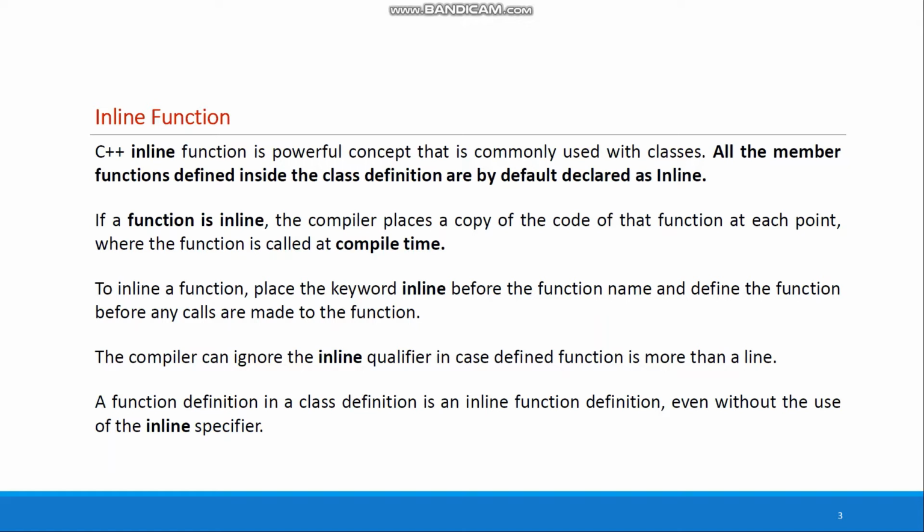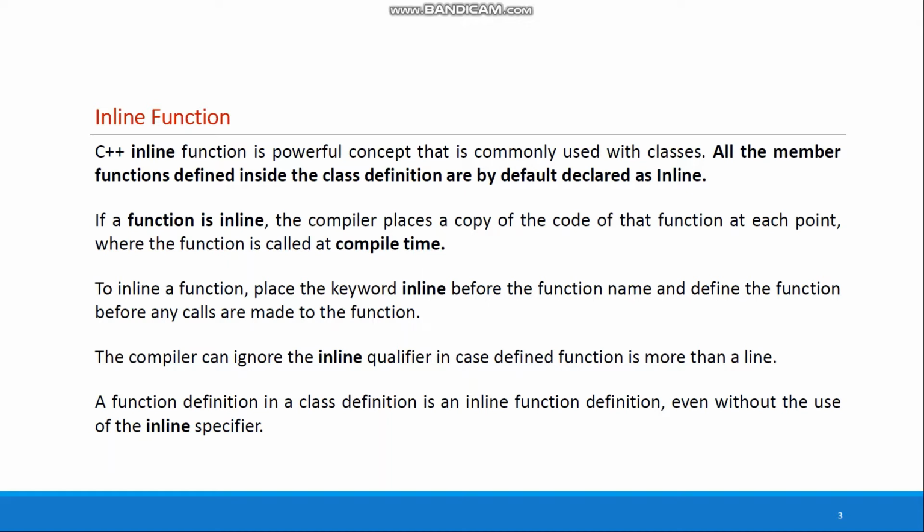All the member functions defined inside the class definition are by default declared as inline. All the functions inside the class definition, whether we put the inline keyword with the function or not, it doesn't matter, all of them are by default inline functions. If a function is inline, the compiler places a copy of the code of that function at each point where the function is called at compile time.